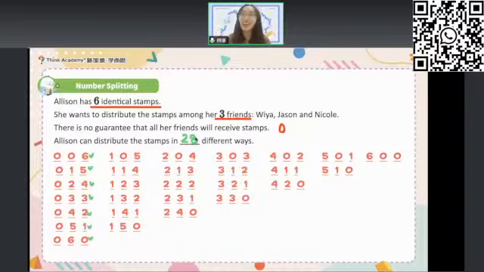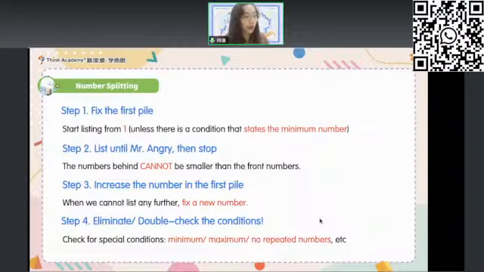Okay, so this is another conclusion. And I hope everyone can take some notes because I want to do a quick summary of the number splitting part. This is quite important in P3, okay? So for the first one, we always start listing from 1 unless there is a condition that states the minimum number. Because for some questions, it will tell you the minimum number is 2, the minimum number is 3, and then you just start from the specific number, okay? Otherwise, we always start from 1.